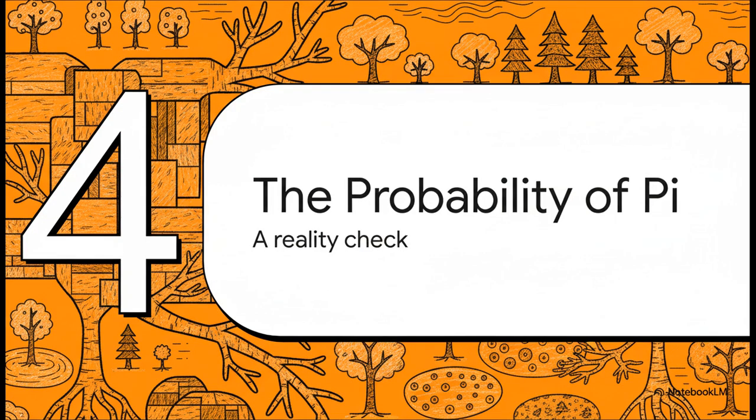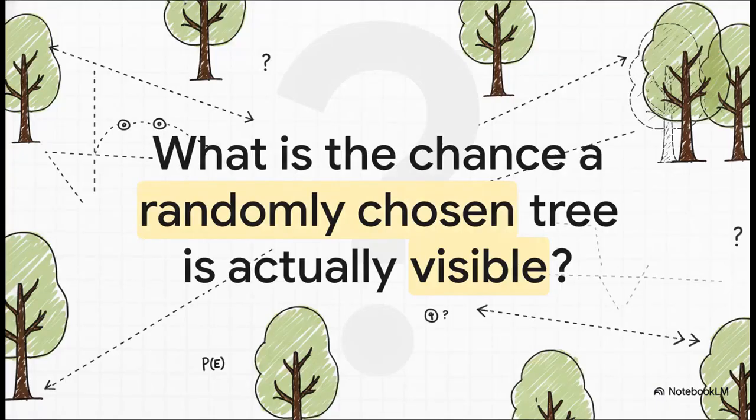So let's try a new question to bring this whole paradox back to something a little more tangible. Let's forget about the infinite directions for a moment and just focus on the trees themselves. We know that some trees block our view of other trees, right? The tree at 2, 2 is obviously hidden behind the one at 1, 1. The one at 4, 2 is hidden behind the tree at 2, 1. So if you could pick any tree at random from this whole infinite forest, what's the probability that it's actually visible from where you're standing?